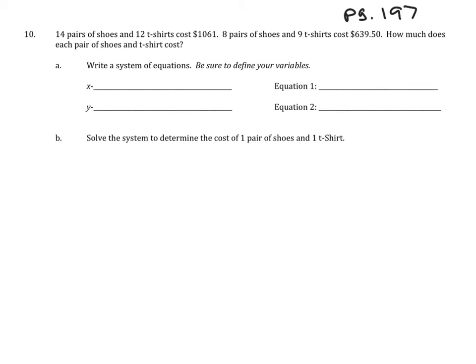This time we are on page 197, problem 10. It says 14 pairs of shoes and 12 t-shirts cost $1,061. 8 pairs of shoes and 9 t-shirts cost $639.50. How much does each pair of shoes and t-shirt cost? So here we see a problem where the question, how much does each pair of shoes and t-shirts cost, gives away the variables. Each pair of shoes and each t-shirt cost is what we're solving for. So x would be cost of, and it doesn't really matter which is which, shoes comes first, so cost of shoes, and y would be cost of t-shirt.